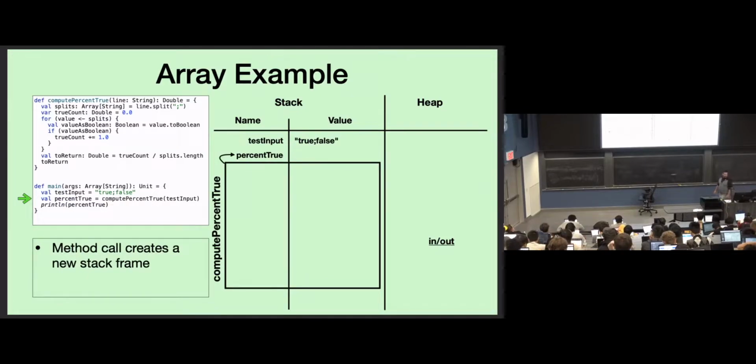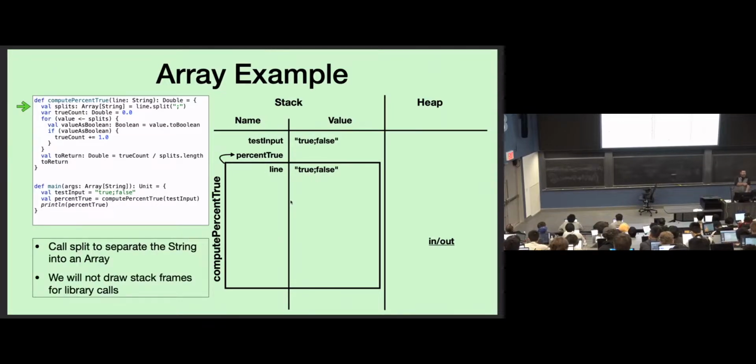We have a method called compute percent true, a solid box, put our return variable on the stack with no value, and put the name of the method that was being called on the side of the stack frame that we created with the return arrow going to the return variable. We're going to put the parameters, just one in this case, on the stack. So the parameter line gets the value of the argument, which is true, semicolon, false. Your parameters are always the first thing to go on your stack frames in your memory diagrams.